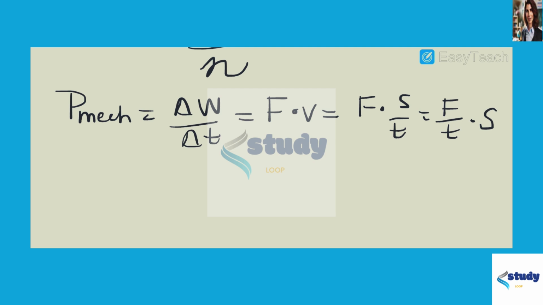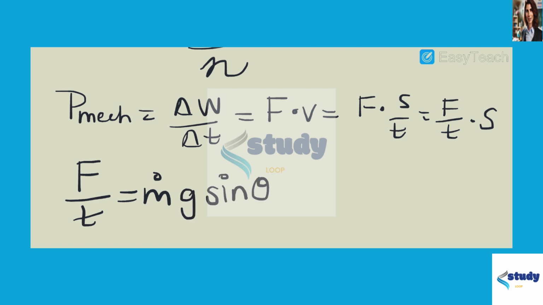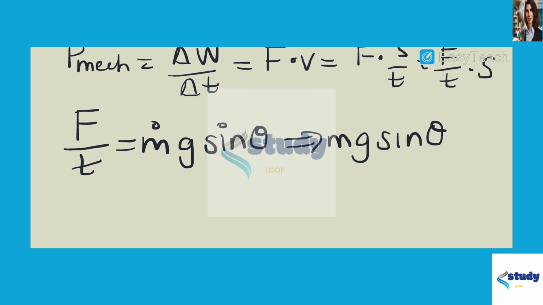We know this because F over T is actually equal to m dot g sine theta. Now in this problem, m dot is also referred to as m. So I'm just going to say this is equal to m g sine theta because m is a rate of mass. So this gives us that the P mechanical is simply mg sine theta times S.